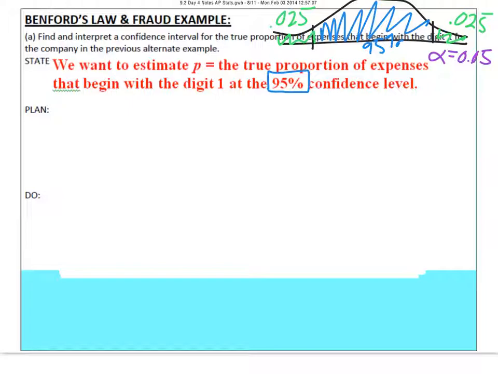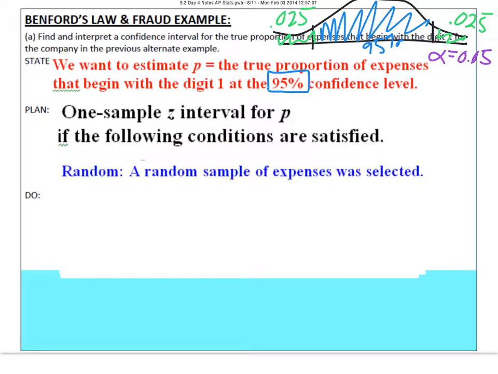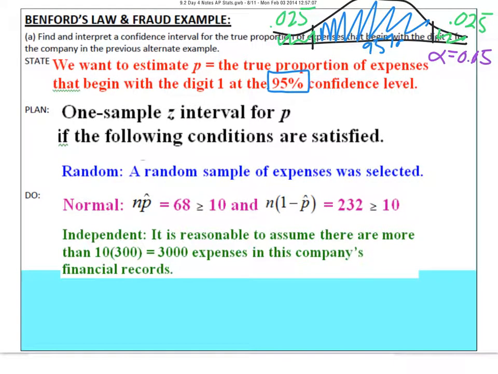Okay, the plan part. In this case, it's a one sample Z interval for P is our statement. The conditions, technically we've already tested them, but let's pretend like we've never done it before. If you haven't done it before, then you do have to state them the first time. We know it's a random sample. Now careful, the normality condition for the confidence interval doesn't use P naught, because we only have P naughts with hypothesis tests. It's P hat. So in this case, n times P hat, we're going to get 68 and then 232, both greater than or equal to 10. They are not done with replacement, so it is reasonable, though, if our sample size is 300, that there's over 3,000 expenses.